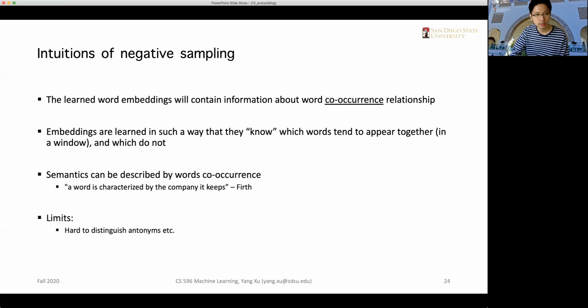This is a very simple philosophy taken by the word embedding models, which is basically that semantics can be described by the word's occurrence. But the original word-to-vec based model also has its own limits. For example, it's hard to distinguish synonyms or antonyms. For example, take the words green and red.